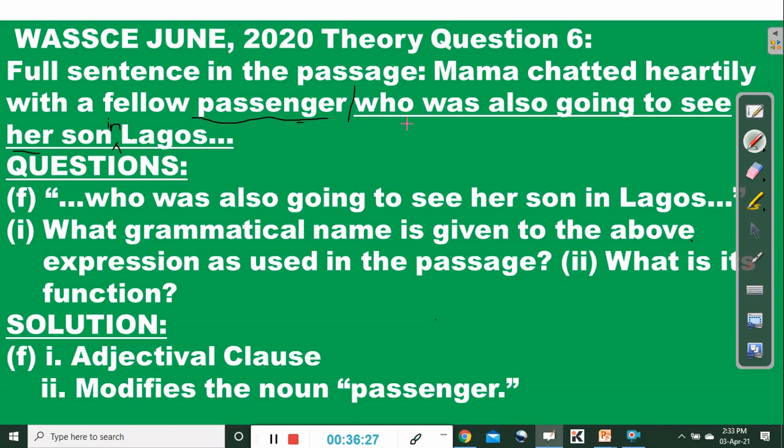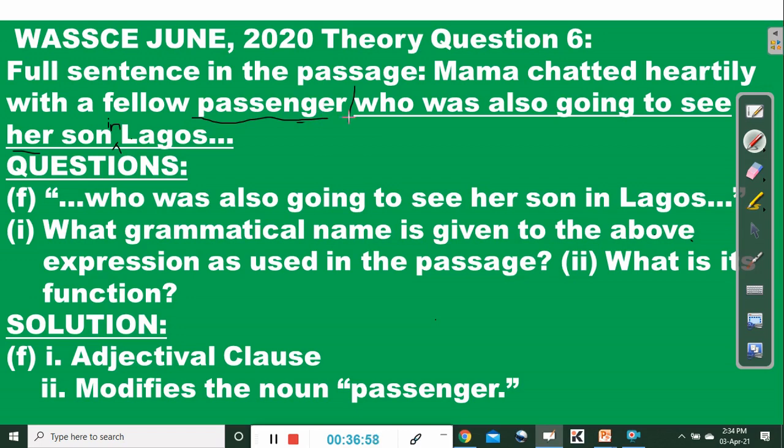This expression shares a border with the word passenger. Then, having identified the border, we are now using the border principle. I want you to pay attention, because if you really understand this grammatical technique, you will find it very easy to identify the names and functions of grammatical structures wherever you find them.